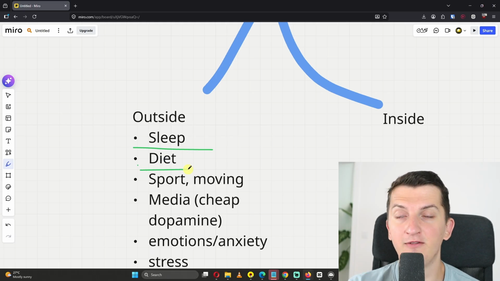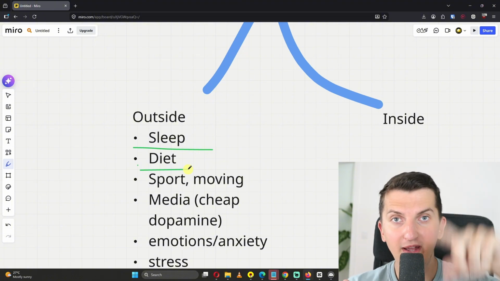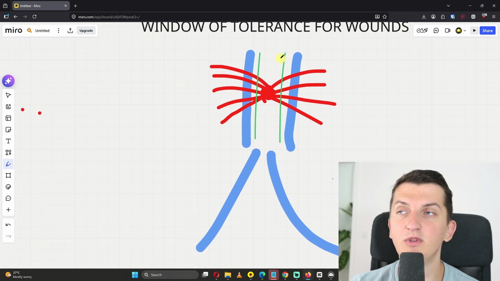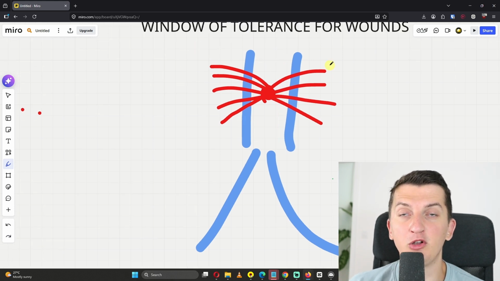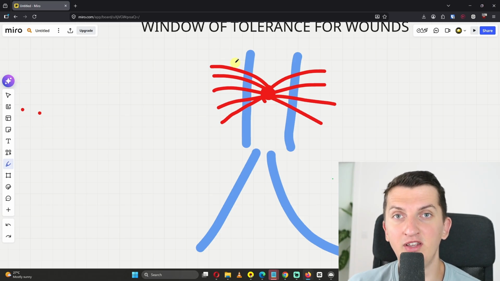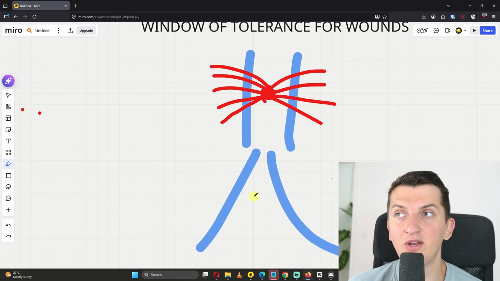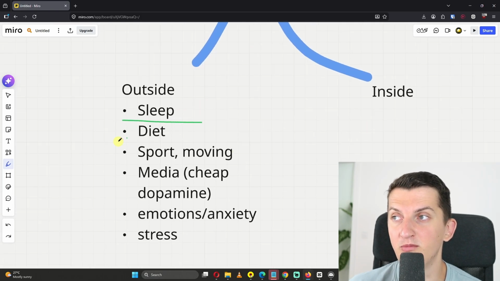Then the diet. From my experience, sugar and sugar spikes are not beneficial for approaching the wounds, because in the moment when I have sugar spikes in the body and I want to do something, again, I'm falling into dullness. So the window of tolerance is decreasing, and the better my diet is, the more stable I feel. That's something that I found also had an effect on me.